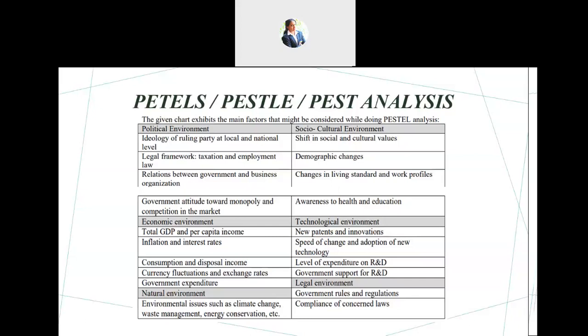The next one is the economic environment. Now, when it is the economic environment, we look at GDP, per capita, inflation rates, interest rates, the rate of consumption income, the rate of disposable income, how the currency fluctuates, the current exchange rate, and how much the government spends on all these things. These might not have a direct bearing, but definitely they are going to affect the organization.